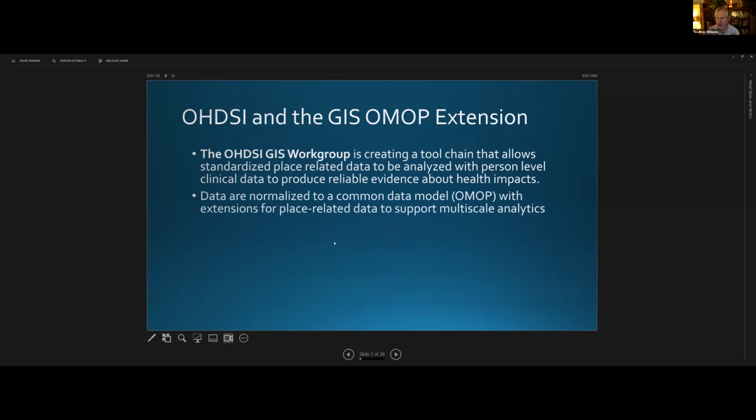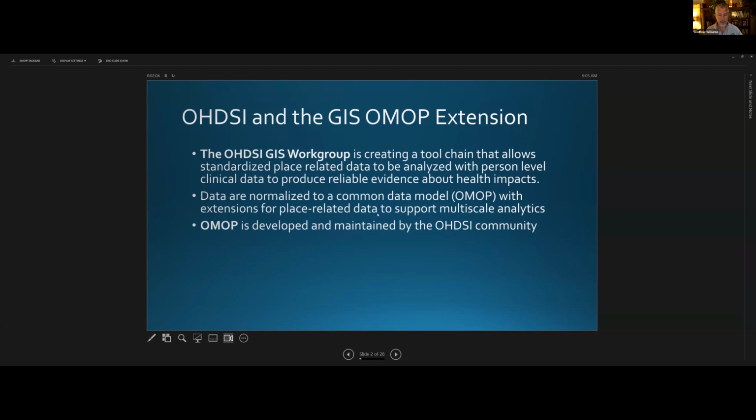And it's meant to be very generic. It really can be applied in lots of different places for a lot of different kinds of place-related data. And that's the goal, and the reason it takes a while to build is to make it generic and reusable in that way. The data, as we said, are normalized to this common data model called OMOP. And we'll go into a little bit of depth on the extensions for place-related data.